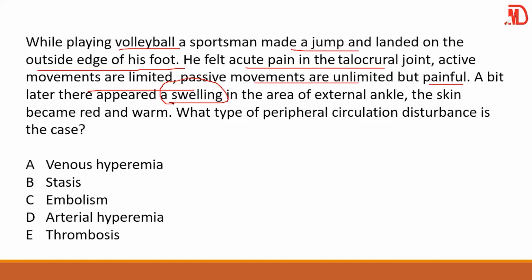And I said one of the ways of developing edema is when we have a microcirculatory problem, or permeability of the vessel. And I said permeability of the vessel can occur when we have an inflammatory process. So now look at it. It said at the external ankle, the skin became red and warm. What does it mean? It means there was increased flow of fluid or blood into that area.